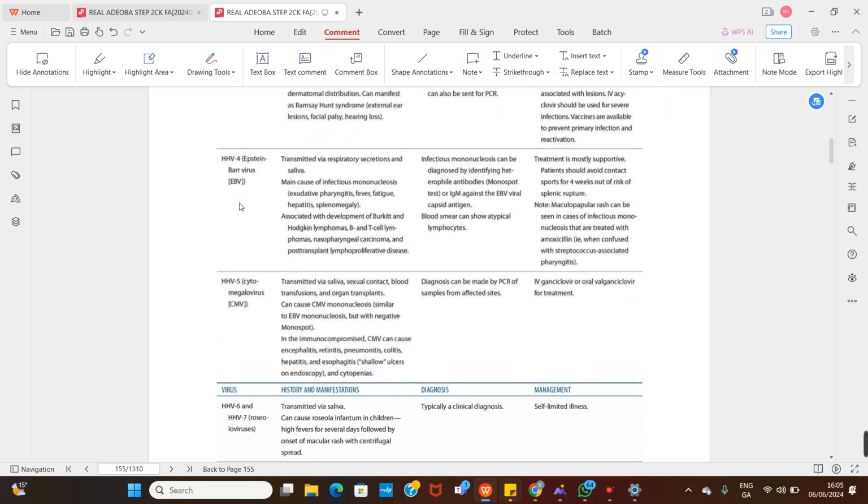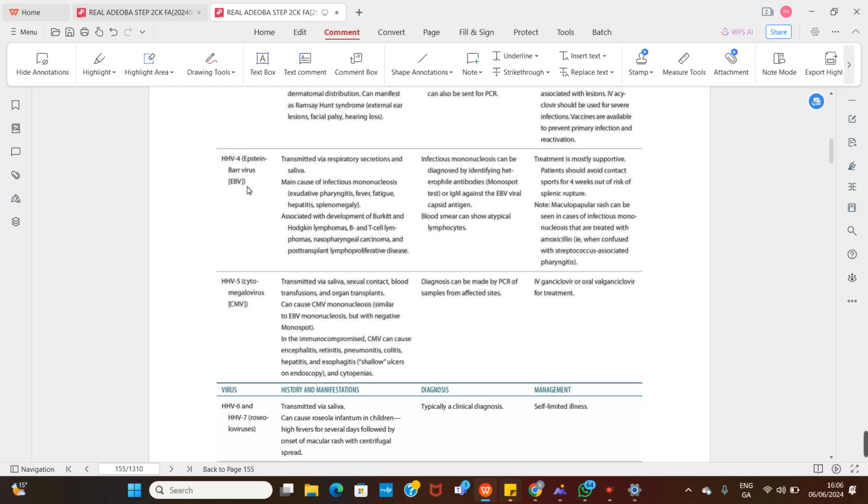So moving on to the Epstein-Barr virus, that's the human herpes virus type 4. This is known as the kissing disease. So we must know this in and out. Very, very important stuff. How do you transmit it? Usually from respiratory secretions and saliva. People that kiss a lot can exchange saliva and easily transmit the infection. And it is the major cause of infectious mononucleosis.